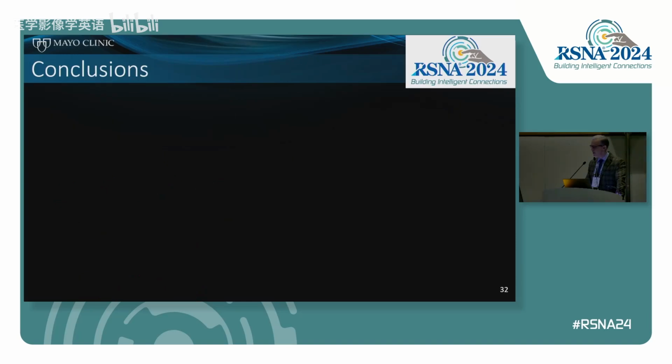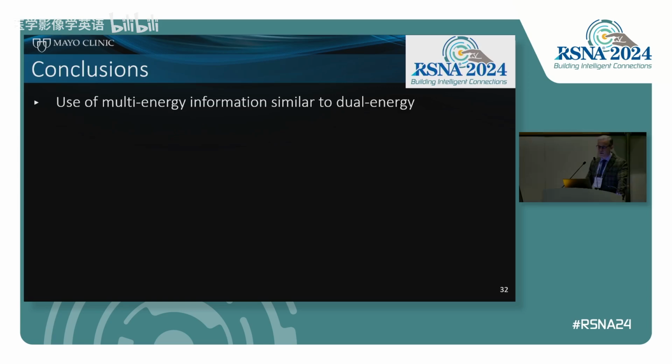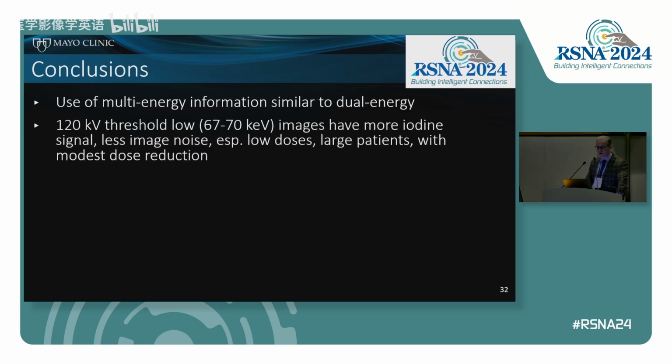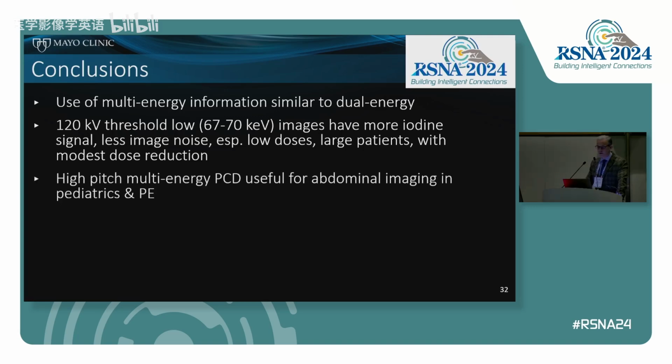They have many helpful articles for how to introduce PCD into abdominal CT practice. So in conclusion, use of multi-energy information is similar to dual energy images. We want to use those 70 keV or 120 keV threshold low images, and the PCD can be especially helpful at low doses and in large patients.